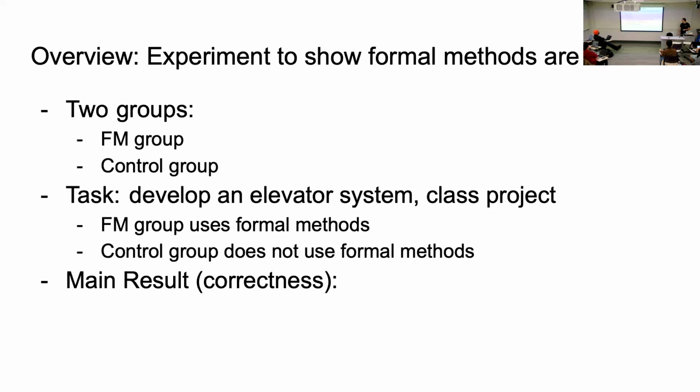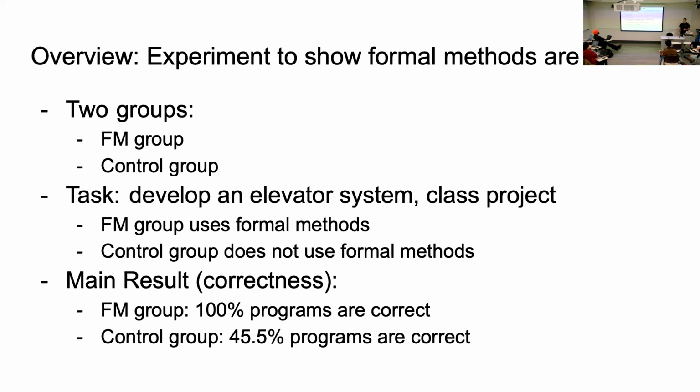The main result of the paper is based on the correctness of the programs. The Sobel paper found that in the formal methods group, 100% of the teams' programs are correct. They found that in the control group, 45.5% of the programs are correct. All right. Do we pause for dramatic effect? Formal methods, everybody.